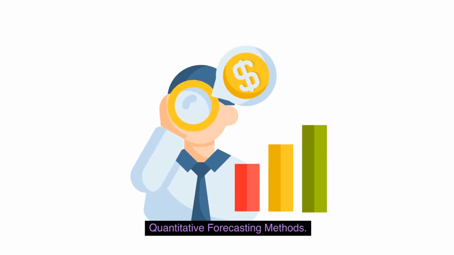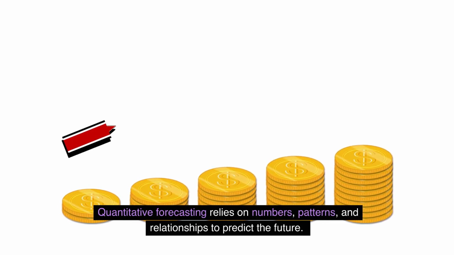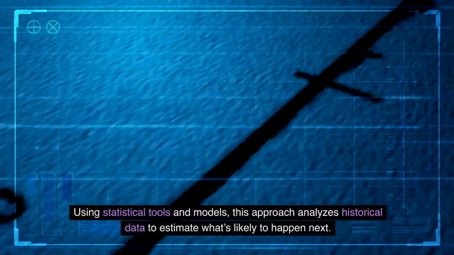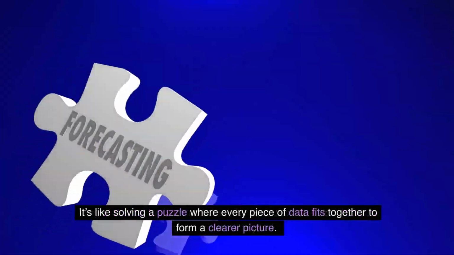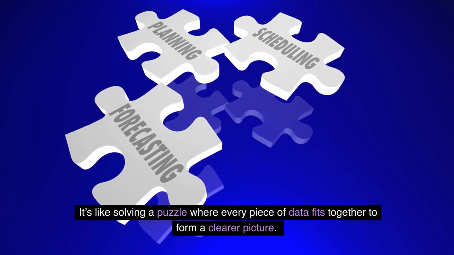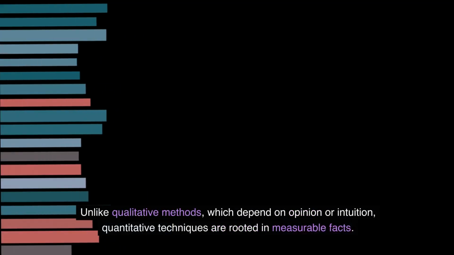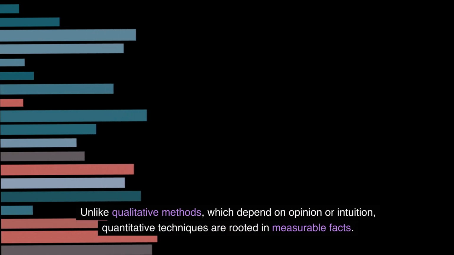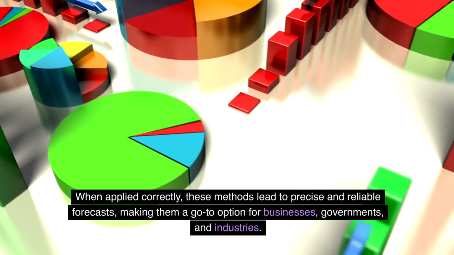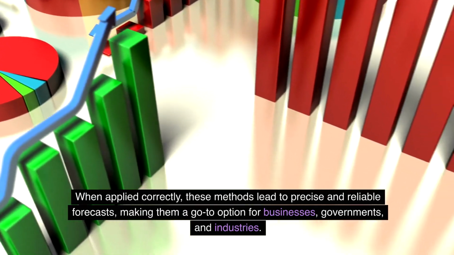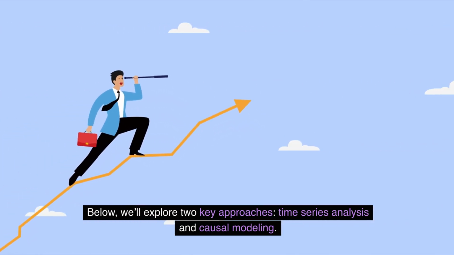Quantitative forecasting methods. Quantitative forecasting relies on numbers, patterns, and relationships to predict the future. Using statistical tools and models, this approach analyzes historical data to estimate what's likely to happen next. It's like solving a puzzle where every piece of data fits together to form a clearer picture. Unlike qualitative methods, which depend on opinion or intuition, quantitative techniques are rooted in measurable facts. When applied correctly, these methods lead to precise and reliable forecasts, making them a go-to option for businesses, governments, and industries. Below, we'll explore 2 key approaches: time series analysis and causal modeling.